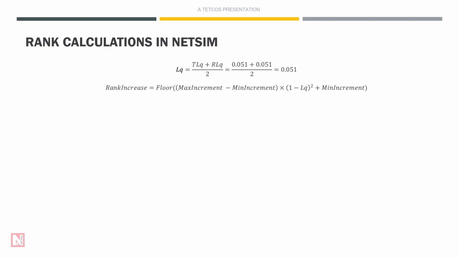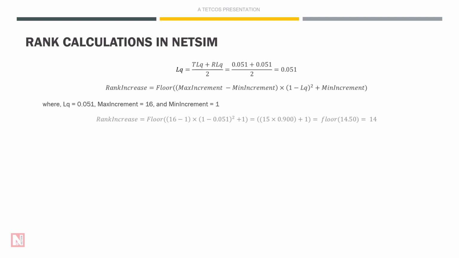The formula is rank increase equals the floor of the difference between the maximum and minimum increment, multiplied by the square of 1 minus the link quality, plus the minimum increment. In this example, link quality is 0.051. The maximum increment is 16. The minimum increment is 1. Substitute these into the formula. Taking the floor of this value, we get 14.